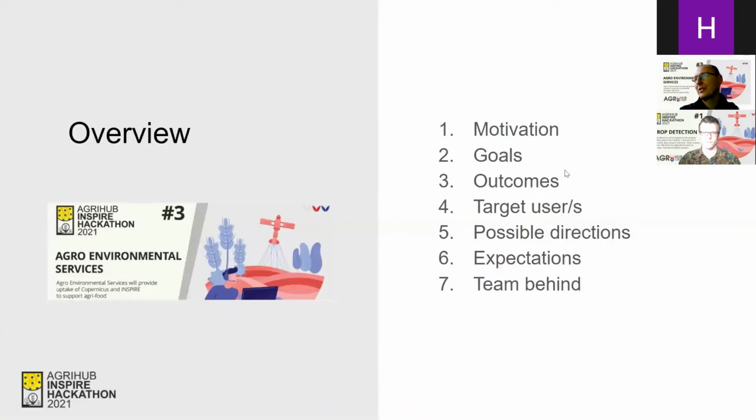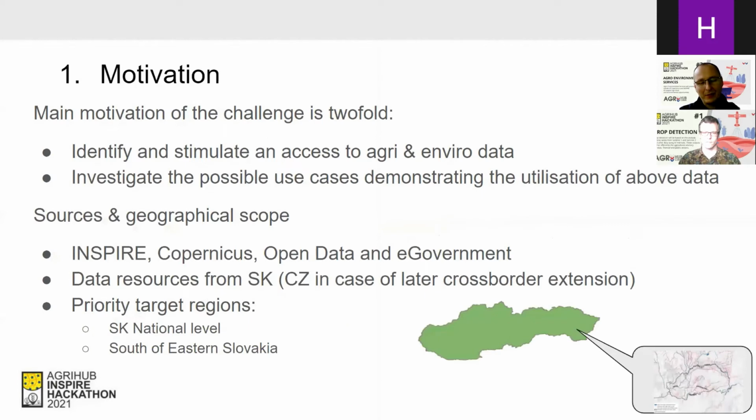So what this challenge is about, in principle, we would like to really get hands on the data and identify the data related to the domain of agriculture and environment in general, and see what is already available now and what we can somehow stimulate to become available soon. And at the same time, the second main ambition of this challenge is to actually take some of those data and build on top of them some really use cases which we will try to identify, we already identified, and to demonstrate their potential use.